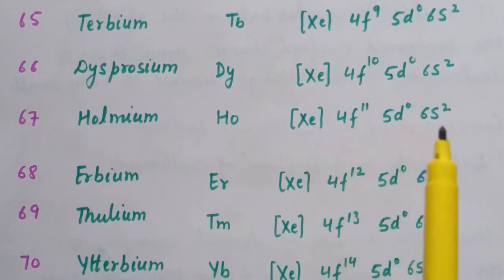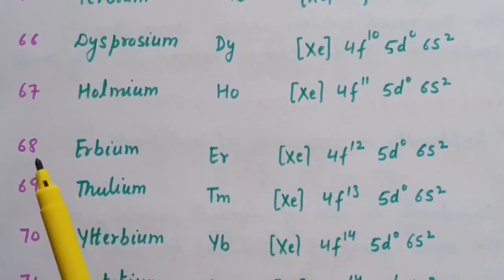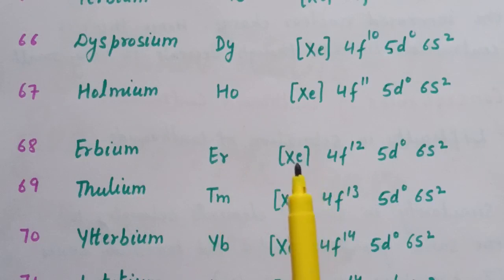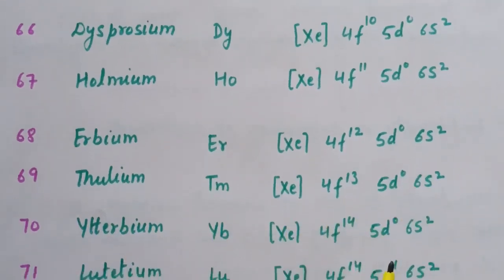4f11 5d0 6s2. Next element is atomic number 68, erbium, symbol is Er, and the electronic configuration is xenon 4f12 5d0 6s2. Now next is atomic number 69, the element is thulium, the symbol is Tm, and the electronic configuration is xenon 4f13 5d0 6s2.